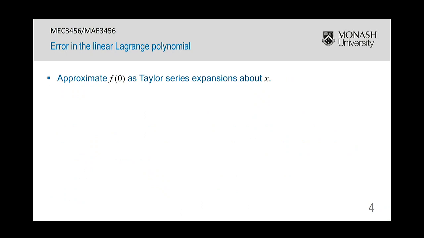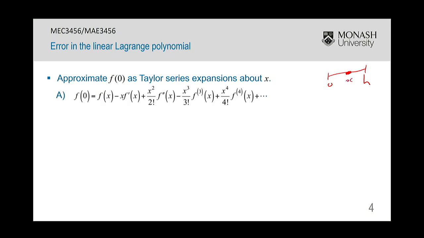Okay, so let's look at the first thing we need to do. What we want to do is to approximate f of 0 as a Taylor series expansion about the point x. And remember, the point x lies somewhere in the region from 0 to h. So x is some point in the middle here. So we write equation A, f of 0 is equal to f of x minus x times f dashed of x plus x squared on 2 f double dashed of x minus x cubed on 3 factorial times the third derivative, etc. That's just basic Taylor series stuff. You really need to know that by heart.